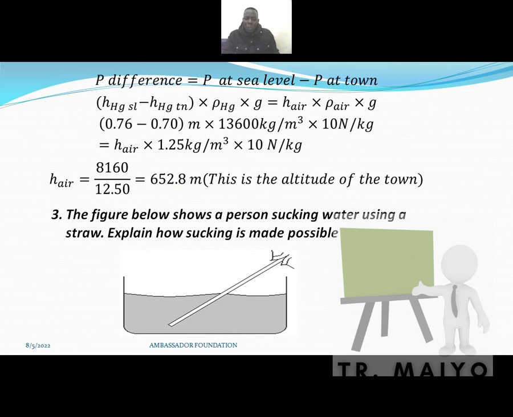The figure below shows a person sucking water using a straw. Explain how sucking is made possible.